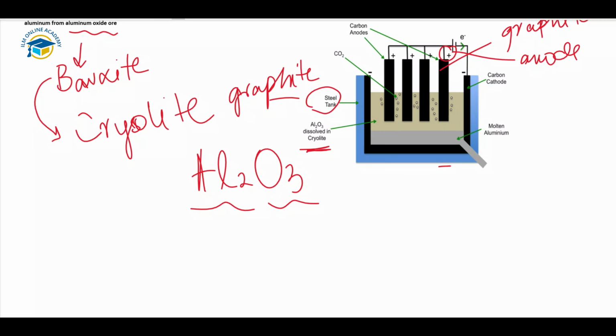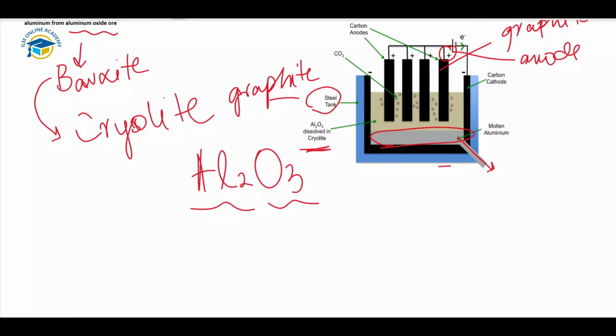They are connected to the negative and positive terminals of the battery. And we have the molten aluminum, which is produced after the electrolysis, and it is collected from here. Molten aluminum metal is collected from this point. So the half ionic equations: during this process, when electricity is provided, what will happen?